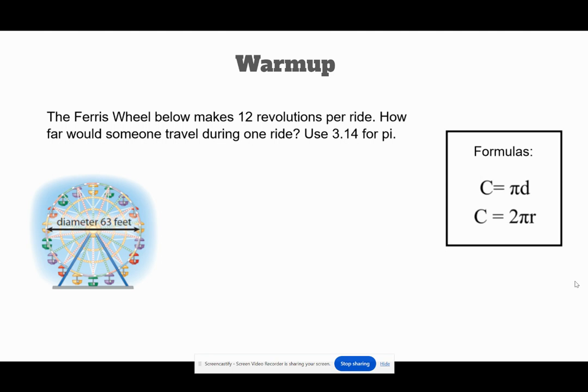All right, so I don't think it's going to let me write on this slide for some reason, so I'm just going to talk this one through. It gives us the diameter is 63. So I'm going to do 3.14 times 63. That gets me 197.82. So that would be one revolution, or one time around. And then it says you're going to go 12 revolutions, 12 times around. So multiply that by 12. Final answer is 2,373.84. And label your units. That would be feet.